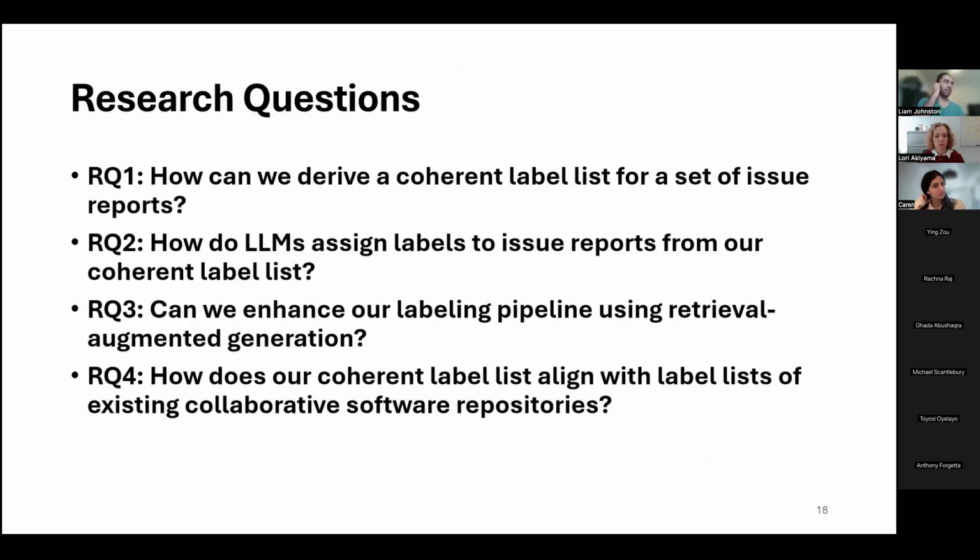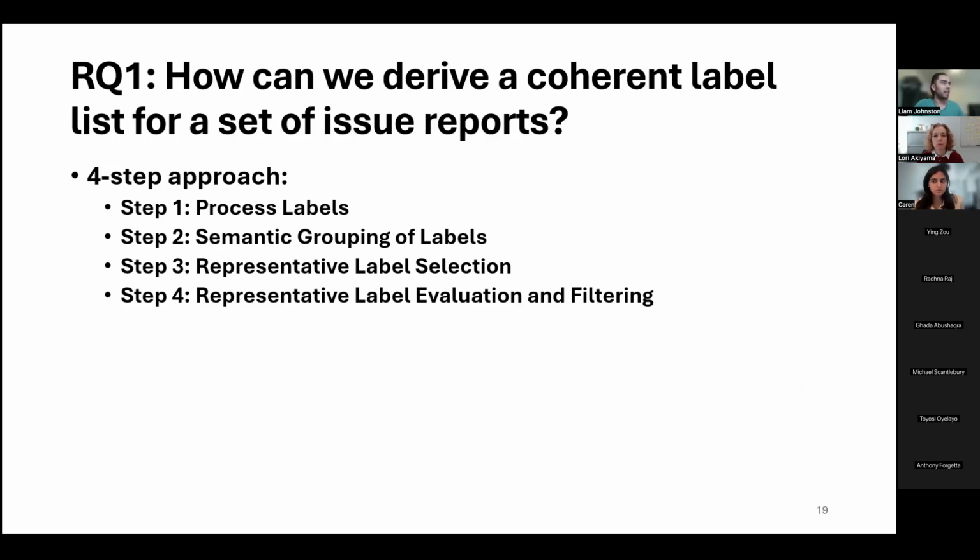So from this, we come up with research questions. The first one is about how we can make a label list that is suitable. The second one is where we just let the LLMs assign labels from the list. The third one is where we introduce our RAG-based pipeline. And then the fourth one, we look at how our label list aligns with other label lists of projects that weren't in our data set. So I'll start off with RQ1 here.